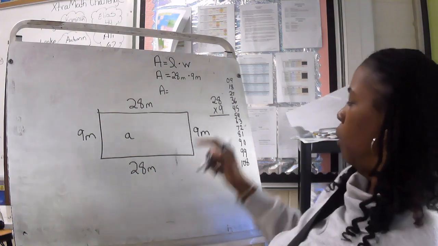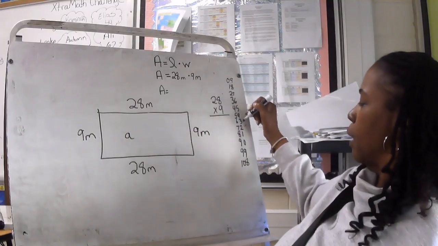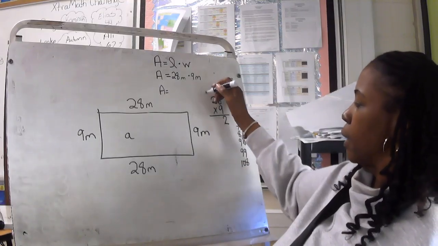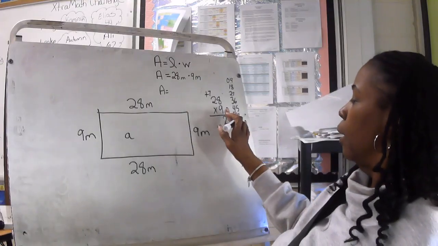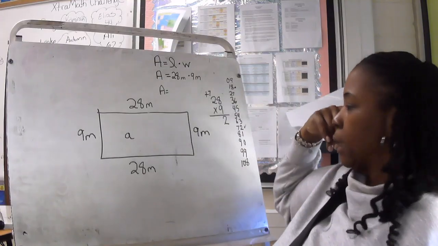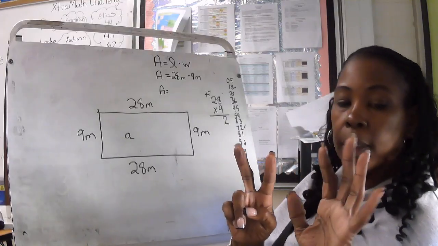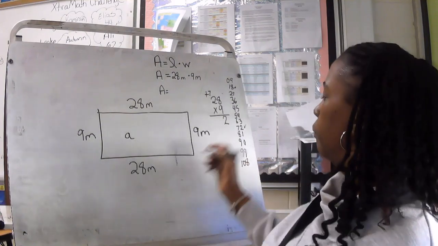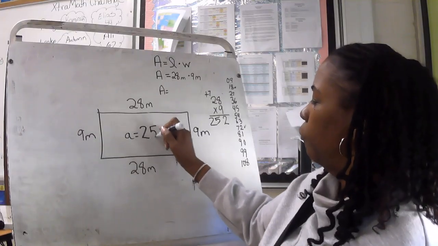Okay? So, this is 9. We're going down 8. 1, 2, 3, 4, 5, 6, 7, 8. That gives us 72. 2 goes here, plus 7 goes here. Now, we're going to multiply first before we add on that 7. 9 times 2, we're going to go down 2. 1, 2. That gives us 18. Hold 18 in our head. We're going to add on 7. So we have 18, 19, 20, 21, 22, 23, 24, 25. That gives us 25. So our area equals 252.